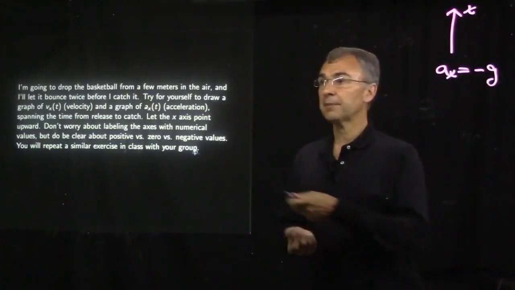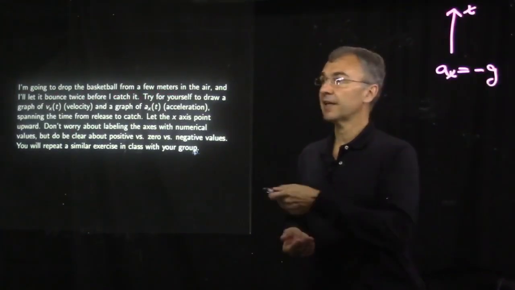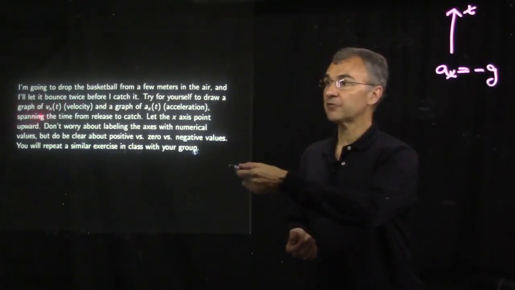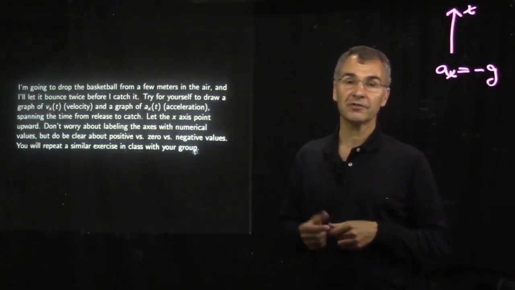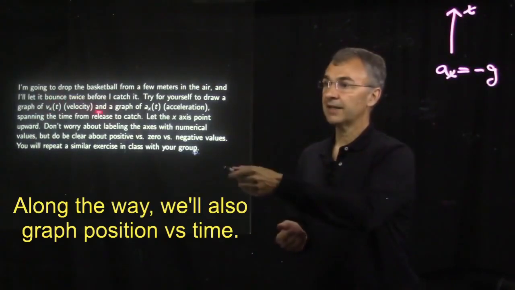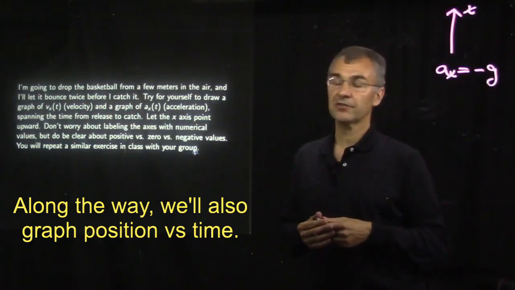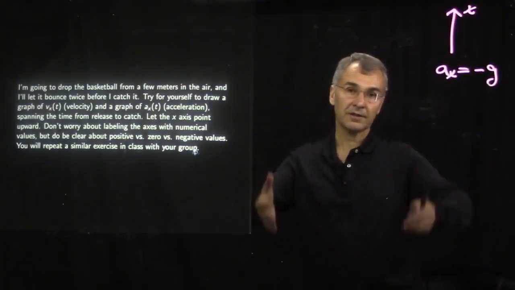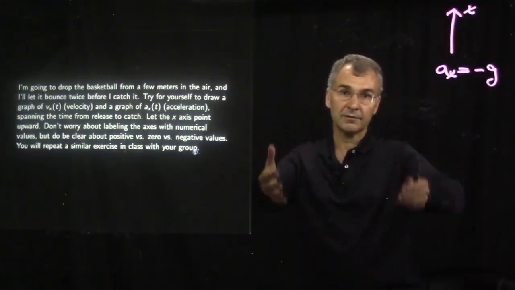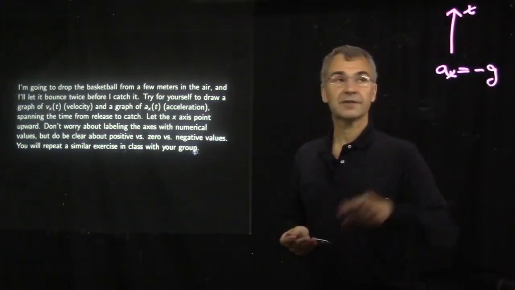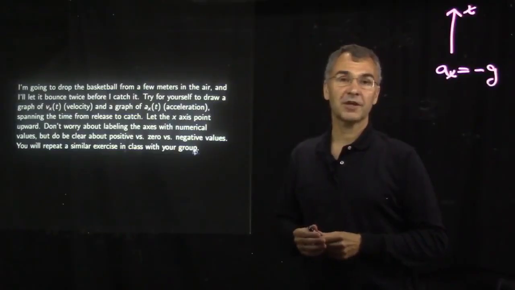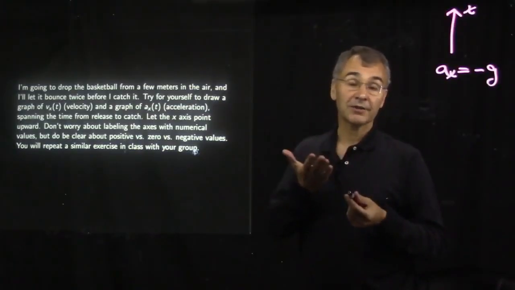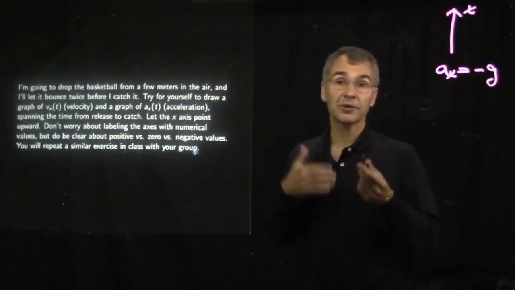Okay, I'm going to drop a basketball from 2 or 3 meters in the air and I'll let it bounce twice before I catch it, and see if you can imagine what a graph would look like of v sub x versus t. So that's the x component of velocity versus time, and a graph of a sub x versus t. So that's the x component of acceleration versus time, spanning the time from release to catch. So I release it and it bounces and it bounces and then I catch it. And again, the x-axis will point upward for projectile motion problems in one dimension. Don't worry about numerical values, but you want to be clear about positive values, 0, negative values, and maybe even which values are more negative than others.